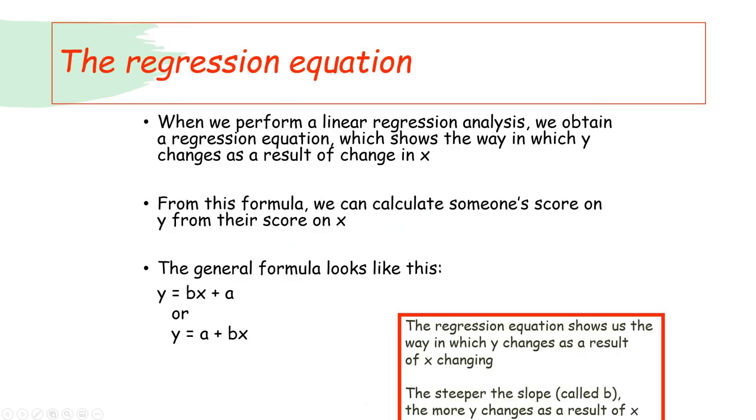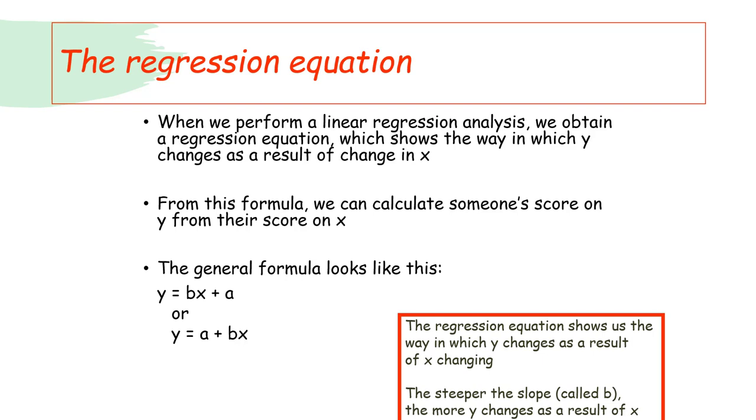So the regression equation. When we perform a linear regression analysis, we obtain a regression equation which shows the way in which y changes as a result of x. From this formula, we can calculate someone's score on y from their score on x. The general formula looks like this: y equals bx plus a, or y equals a plus bx. The regression equation shows us that the steeper the slope, the b, the more y changes as a result of x. So I'll show you how to identify those.